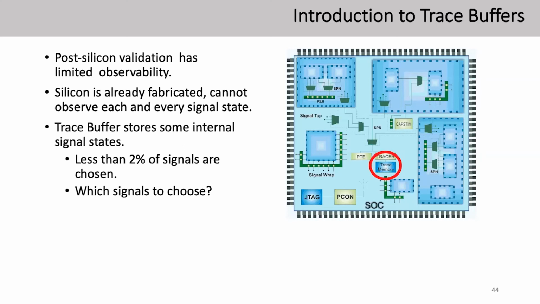To address this problem, the researchers came up with something called trace memory or trace buffer. The trace buffer stores some internal signal states, which act like a breakpoint. These trace signals are designed during the design phase. The trace data will be obtained through a JTAG interface, and you can observe some of the internal signal states. Now, of course, since the trace data doesn't contribute anything to the functionality of the chip, the trace memory has to be as low as possible, right? So it's less than 2% of the signals that are stored in the trace memory. You cannot store all the signals in the trace memory. So the question is which signals to choose.